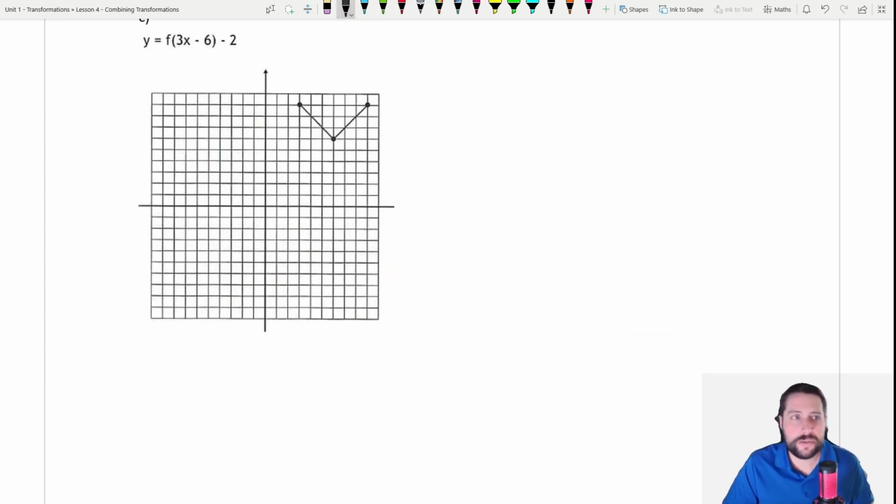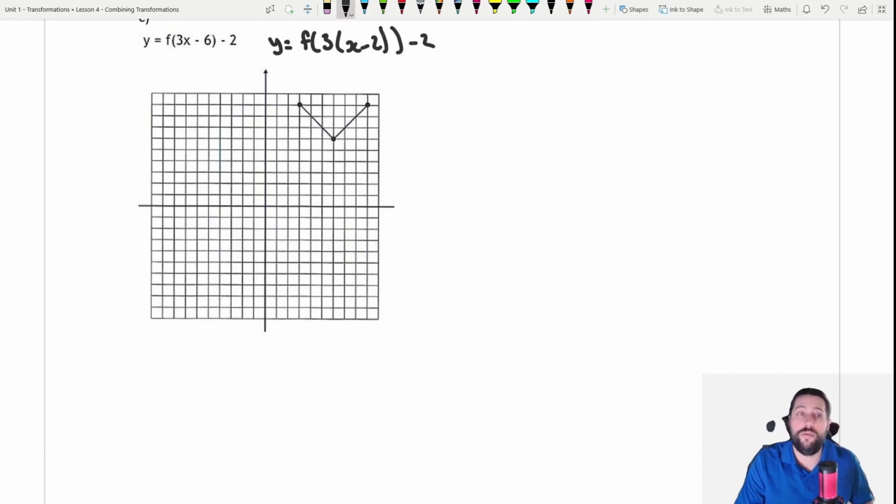Moving on to the next one, we have y is equal to f of 3x minus 6, minus 2. Very first thing we need to do before we look at a, b, h, and k is factor the middle bracket. So this is actually going to become y is equal to f of 3(x minus 2), minus 2. Now we can look at a, b, h, and k.